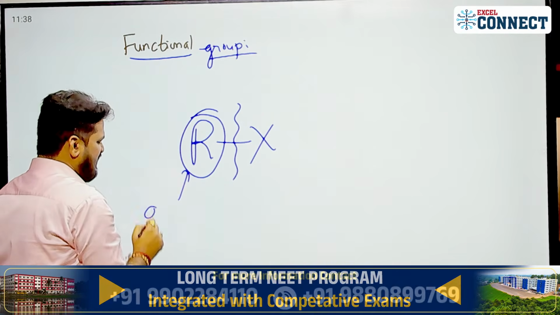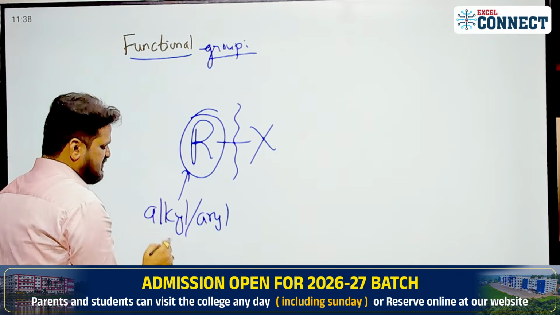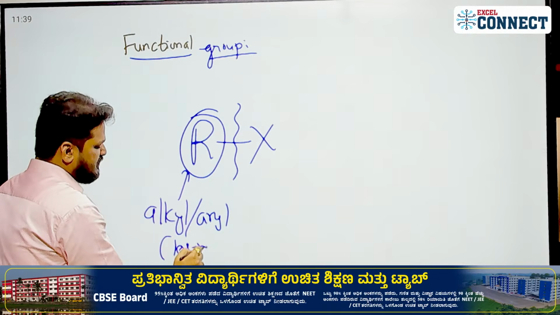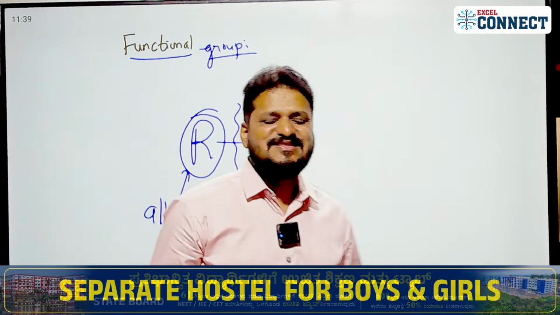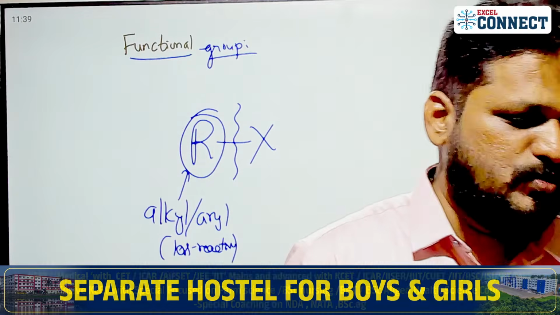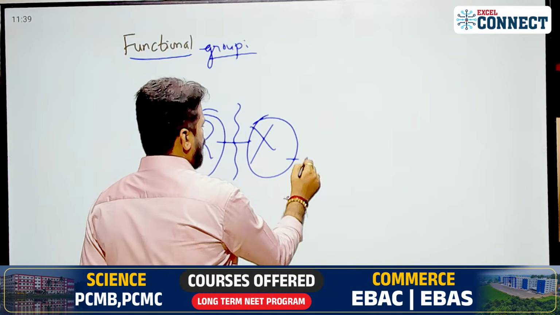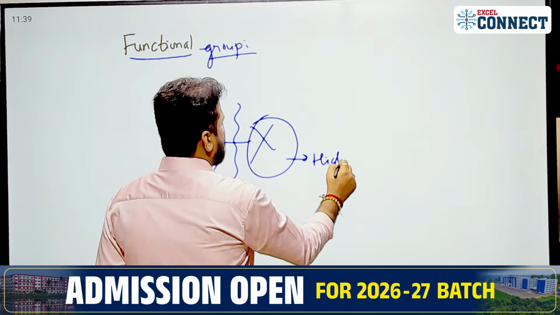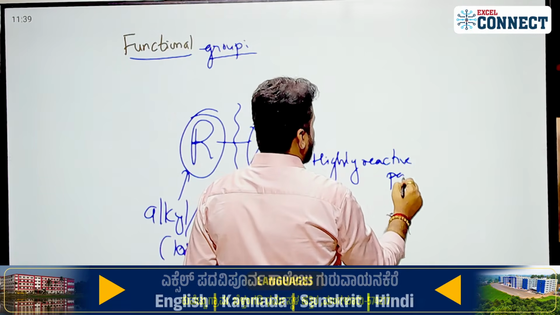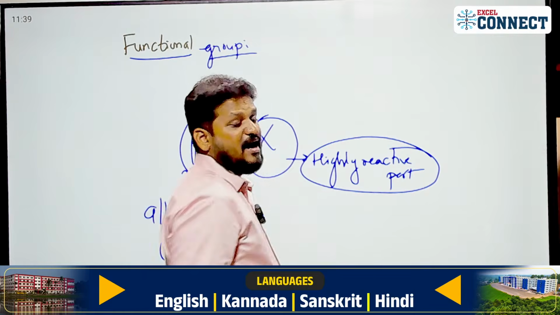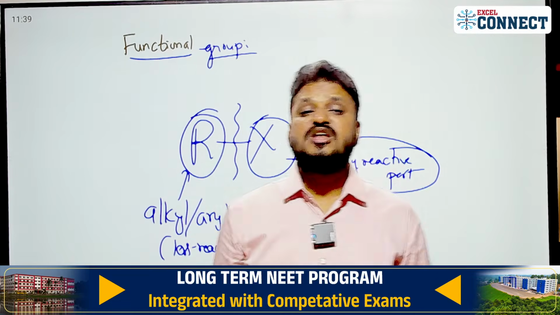This is called alkyl, or sometimes it may be aryl. This is less reactive, the inactive part. The R group is known as the inactive or less reactive part. Whereas X is known as the highly reactive part present in the organic molecule. The highly reactive part present in organic compounds is called a functional group.